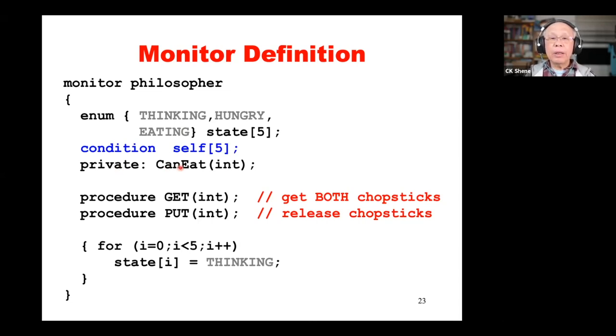The can eat procedure takes an integer argument, which is a philosopher's number, and determines whether that philosopher can eat or not. So, get the chopsticks, put down the chopsticks. Initially, all states of philosophers are thinking. So this part is rather similar to the semaphore version.